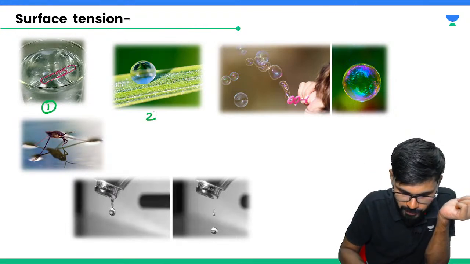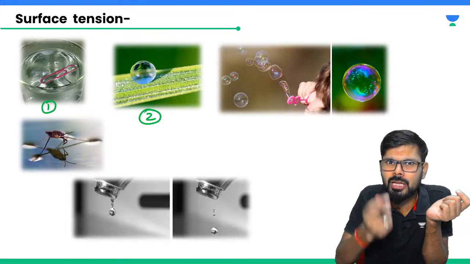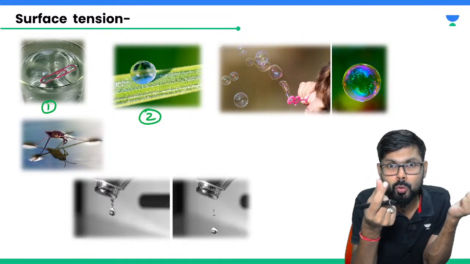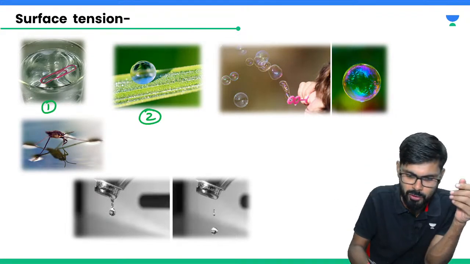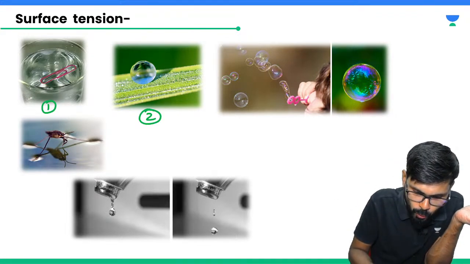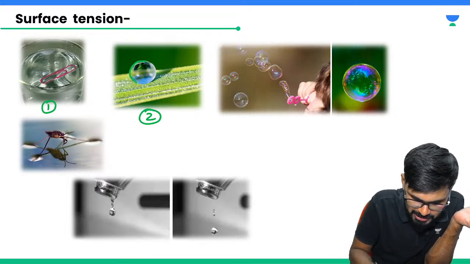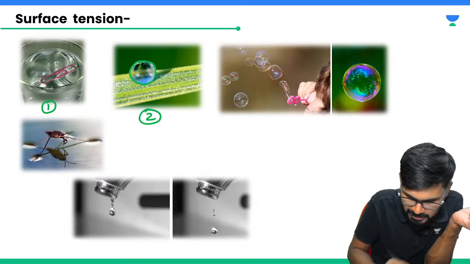Second question: the dew, you know dew, right? Generally you see that this dew is basically spherical in shape. Why is it always spherical in shape?